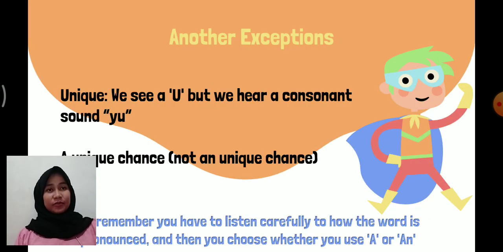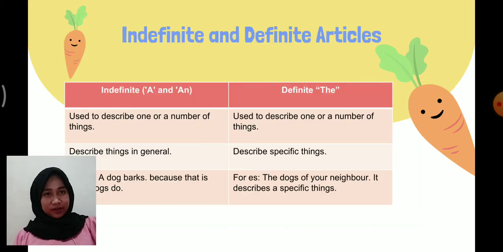And then another exception is unique. We see U here, but we hear a consonant sound Y. That's why we say a unique chance, not an unique chance. So remember, you have to listen carefully to how the word is pronounced, and then you choose whether to use a or an.